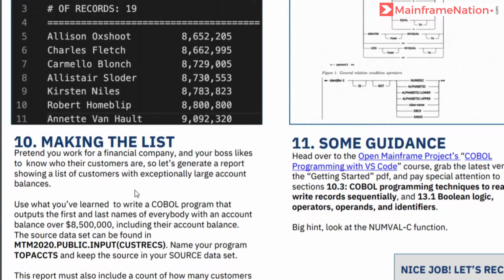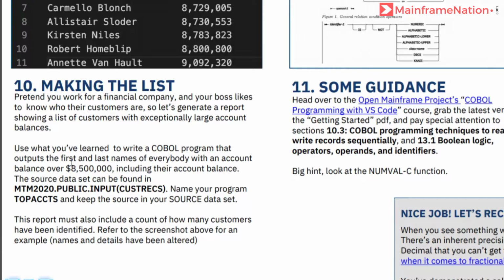Let's go to step 10. In step 10, it is asking us to write a COBOL program that will create a report. It will write the first and last names of all the accounts that have a balance of more than $8.5 million. The input dataset is public.input customer records, and the program name should be top accounts. Create this in the source dataset.